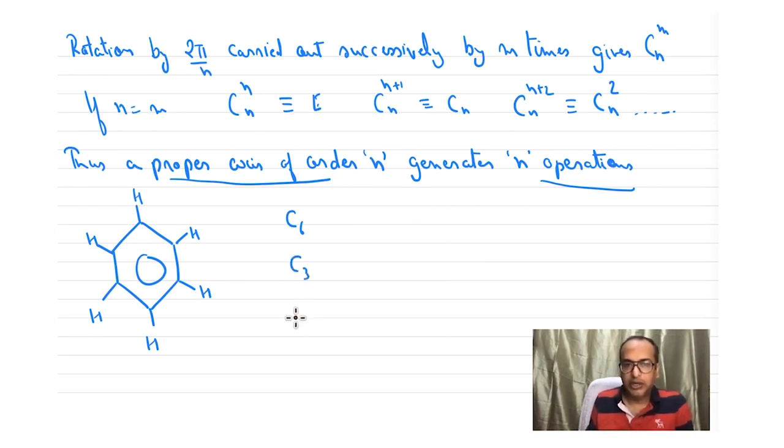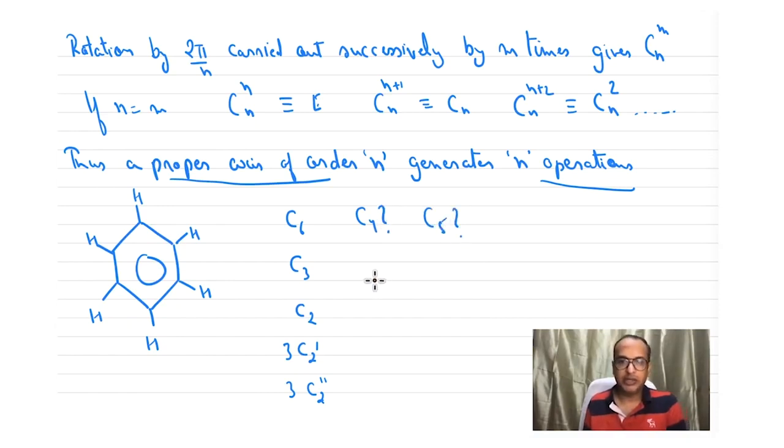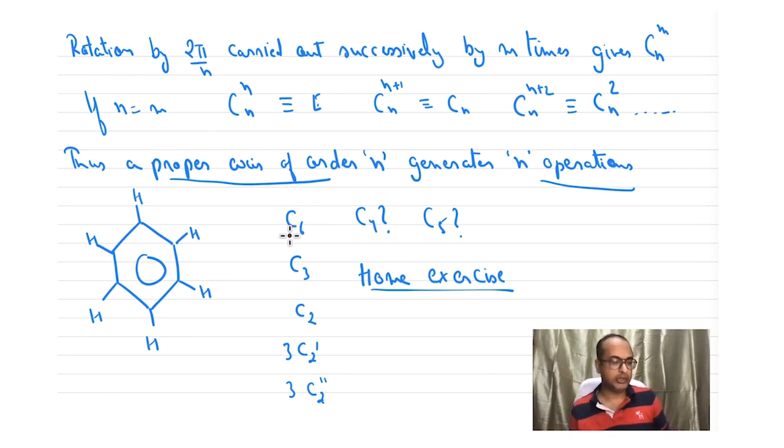Then you will have C3, you will have C2. These three are collinear to each other. Then you will have C2 prime, three such C2s, and three C2 double primes. Okay, so try to identify where these are, and let's also find out if there is any C4 present, if there is any C5 present in this. And then what are the corresponding operations it will generate. So for example, the C6 should generate 6 operations, this one should generate 3 operations, 2 operations each, right? So take it as a home exercise and complete this. Try to locate these axes onto the molecule and try to generate all the corresponding operations. Okay.